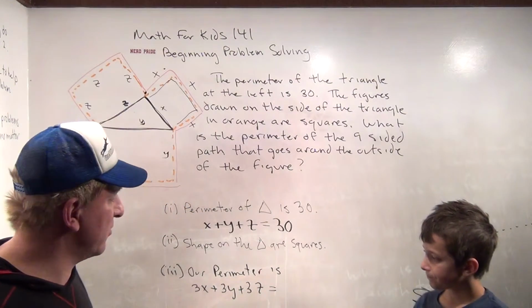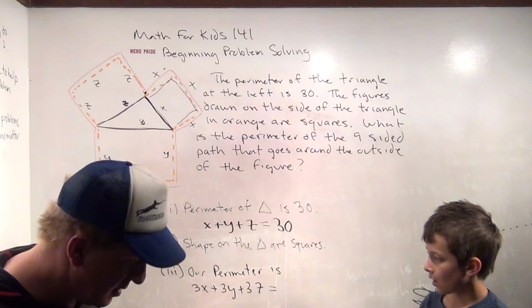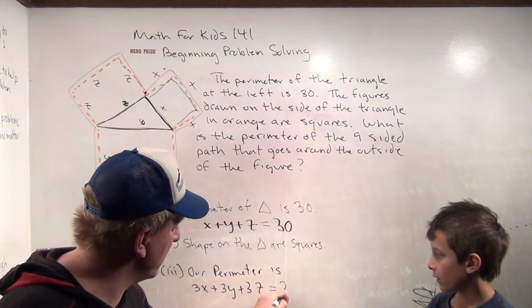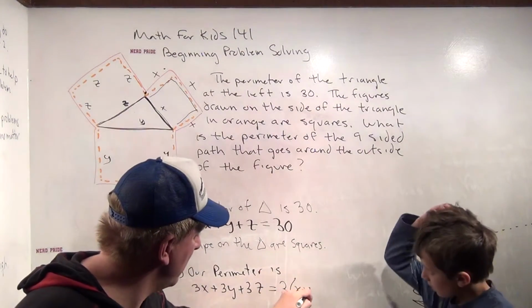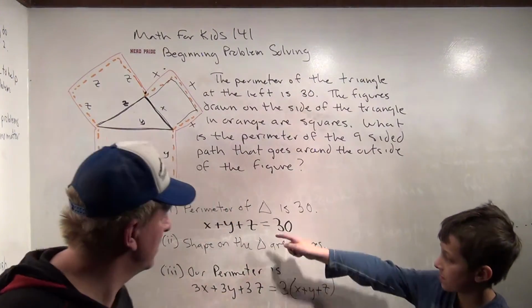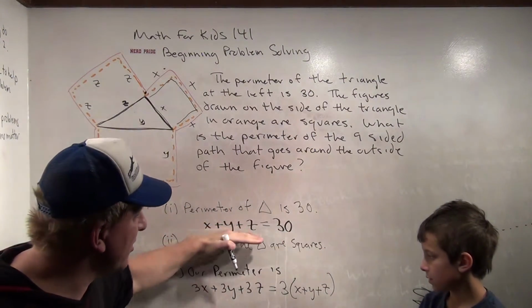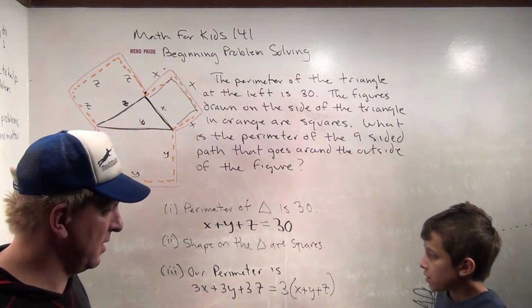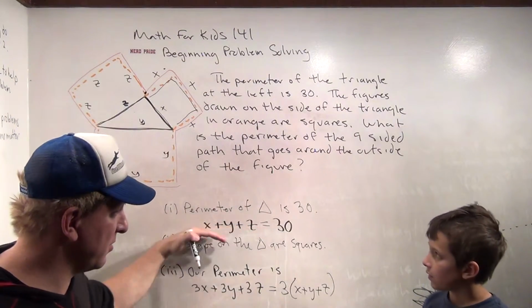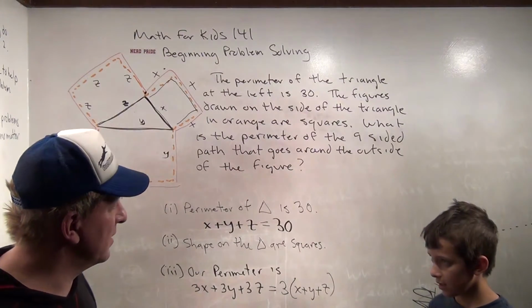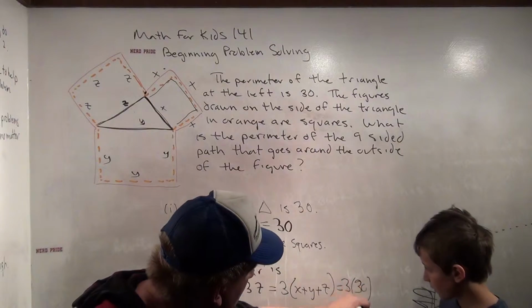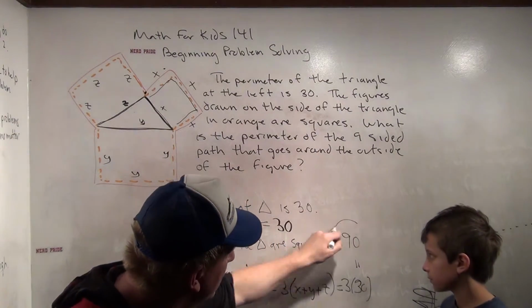How can we simplify 3x plus 3y plus 3z? It's x plus y plus z times 3. That's right. I'm going to write it like this: 3 times x plus y plus z. But x plus y plus z is 30. See, we didn't need to know what x, y, and z were individually. The sum is 30. The perimeter we're looking for is 3 times 30, or 90. Let's write it up here.